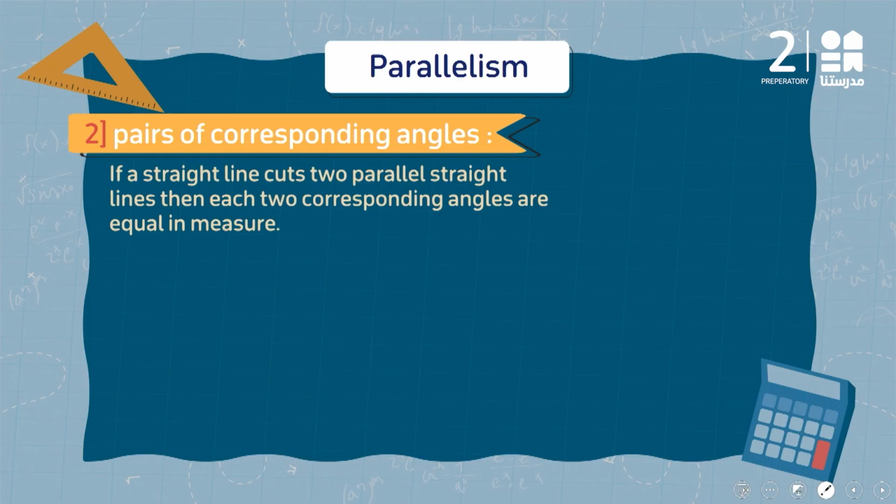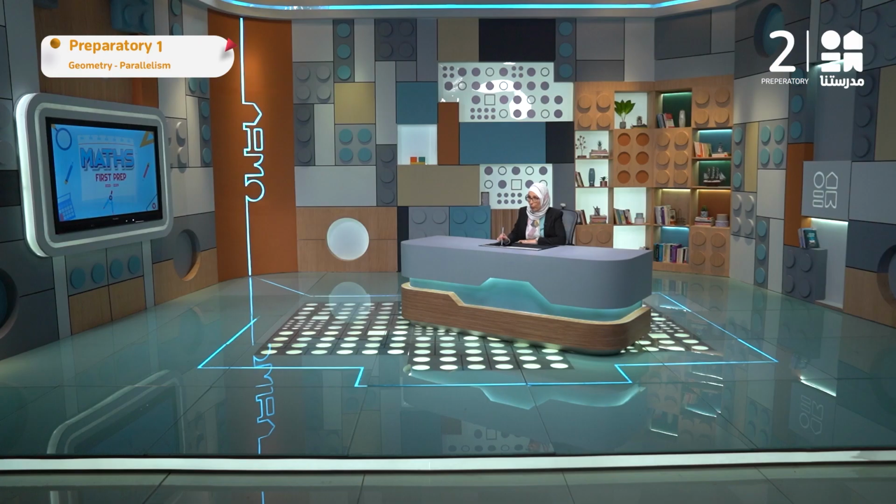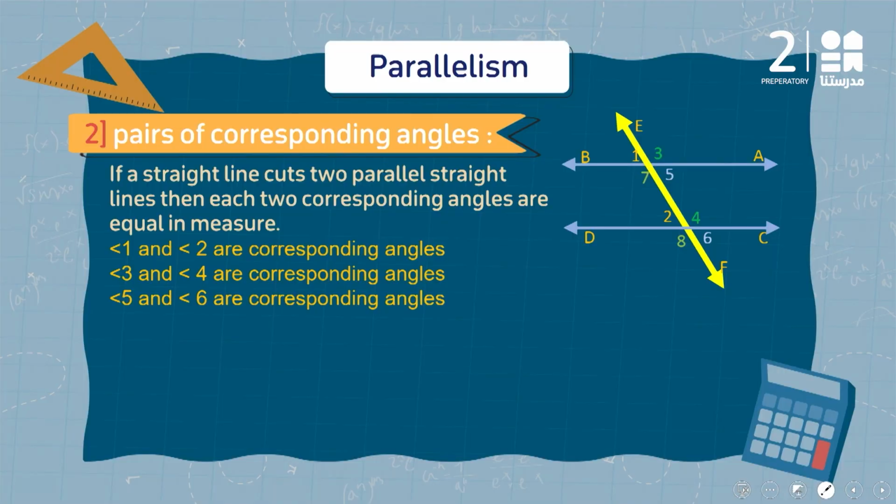Let us go to the second angles, which are called the corresponding angles. Think with me which letter it will take. What are the corresponding angles? If I have two parallel lines and I have the transversal EF, where are the corresponding angles? Angle 1 and angle 2 are called corresponding, and they are equal in measure. Angle 3 and angle 4 are called corresponding angles, and they are equal in measure. Angle 5 and angle 6 are called corresponding angles, and they are equal in measure.